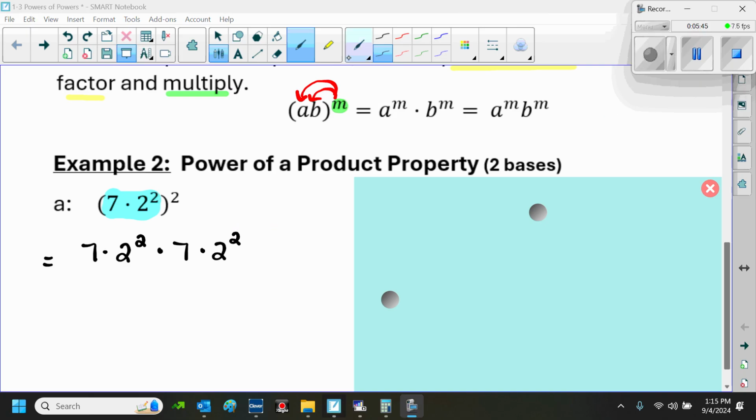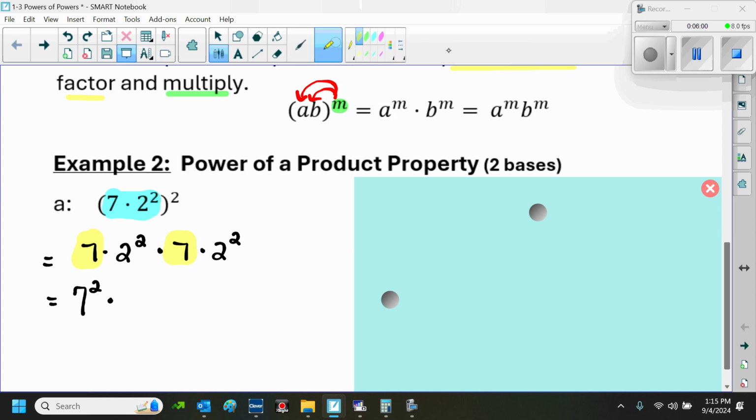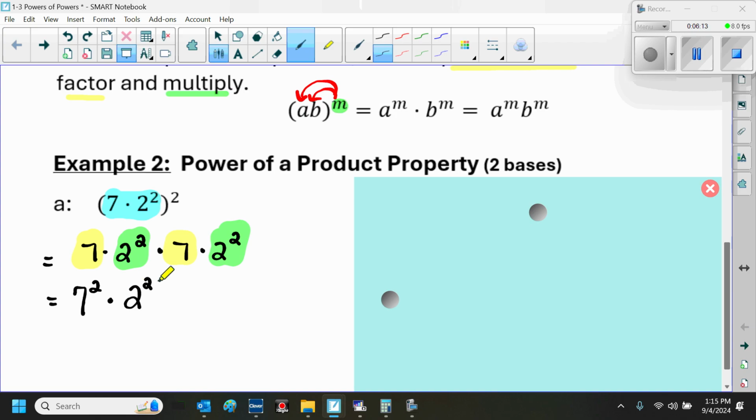So now we're going to put our terms together. So we have 7 times 7, that's going to give me 7 squared, right? That's equal to 7 raised to the second power. Times, now we've got 2 to the second times 2 to the second. When we multiply powers, what do I do to those exponents? You add them. So we have 2 to the 2 plus 2. Is everybody clear so far?